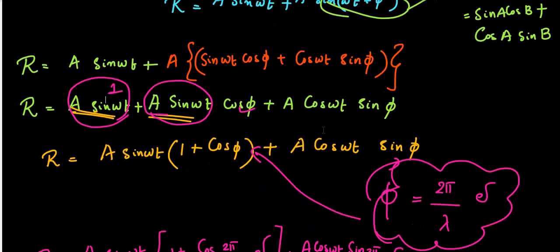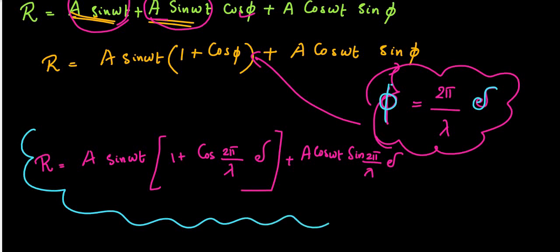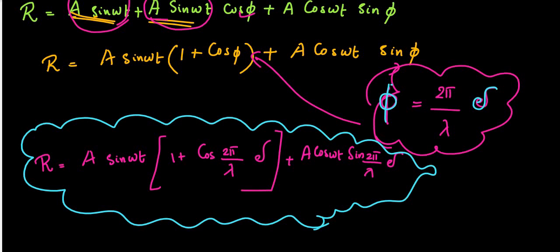At this point we apply the relation between the phase difference and the path difference: phi is equal to a constant into the path difference delta, that is phi is equal to 2 pi by lambda into delta. I'm substituting it here. So we got a pretty big equation, which is the final equation of the superposition principle: the resultant displacement is equal to A sin omega t into (1 plus cos(2 pi by lambda into delta)) plus A cos omega t sin(2 pi by lambda into delta).